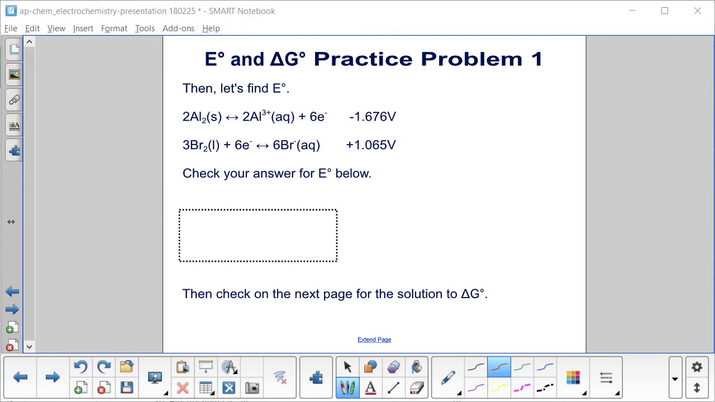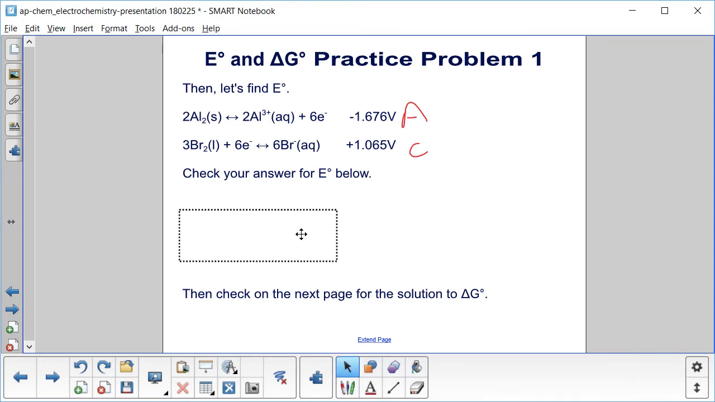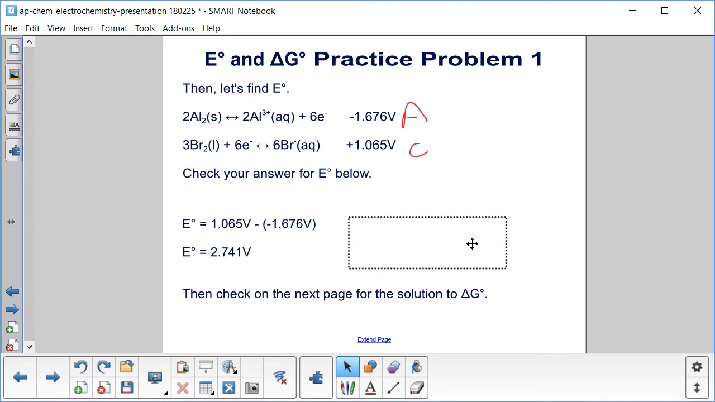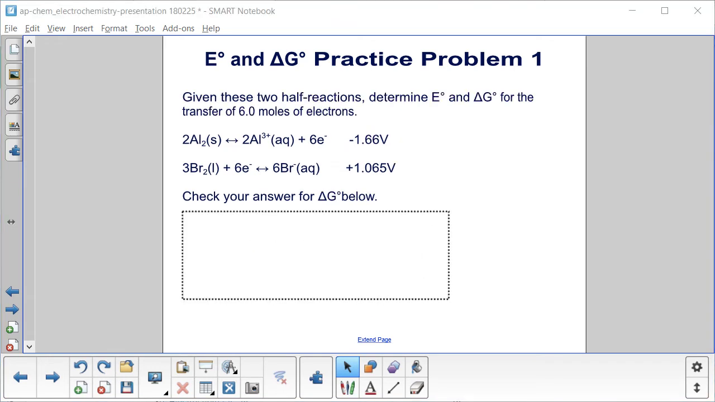Continuing on with this practice problem, now we need to find the cell potential, the potential of the cathode minus the anode. So the cathode is where reduction occurs. So here's the cathode, here's the anode, and we just need to subtract them. 1.065 minus negative 1.676, and let's see, 2.741 volts. Now that we know the cell potential, we need to find delta G for the reaction using our equation minus N times F times the electric potential. So try to do that, and then I'll show you the solution.